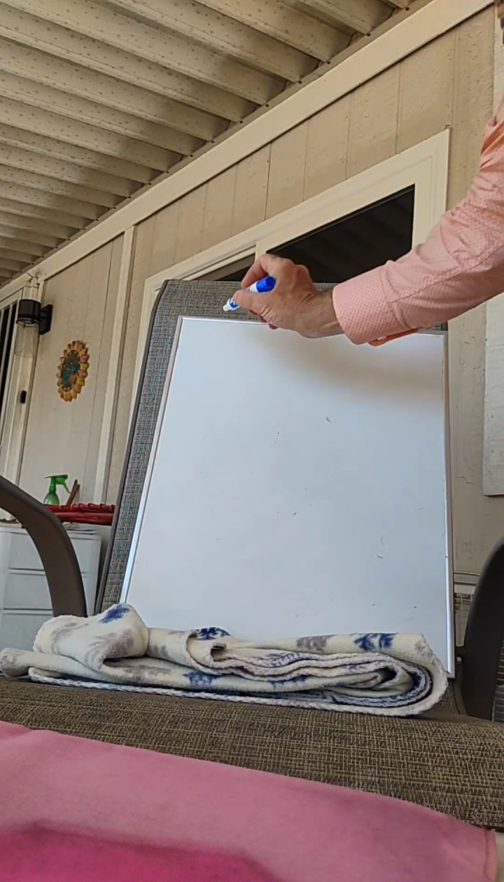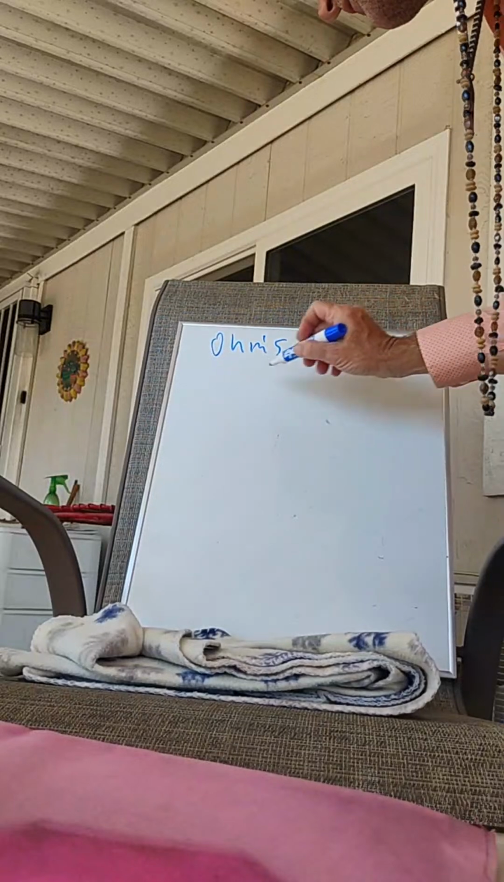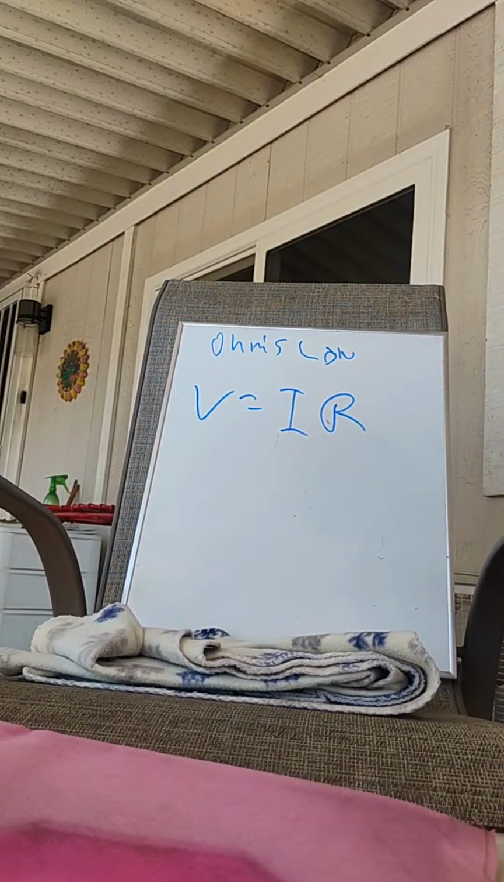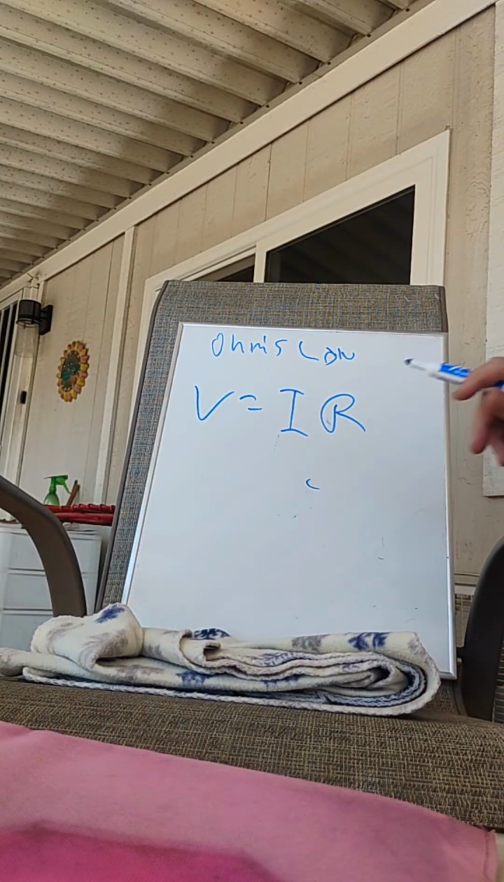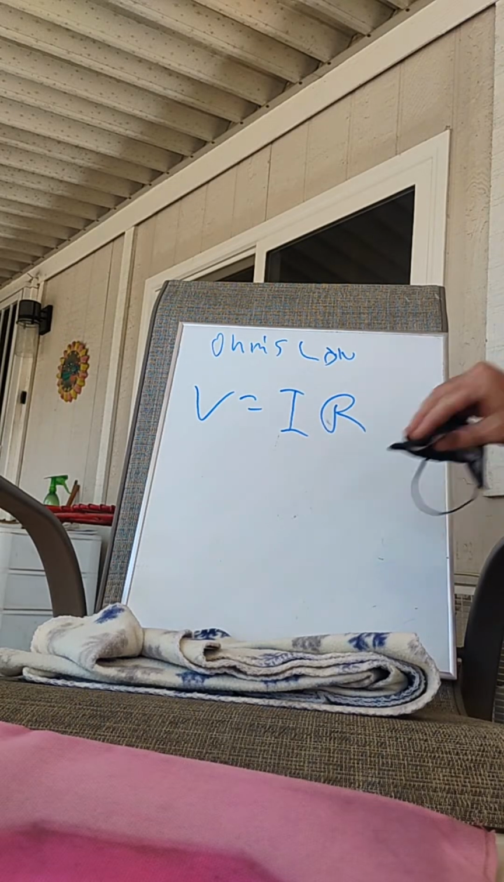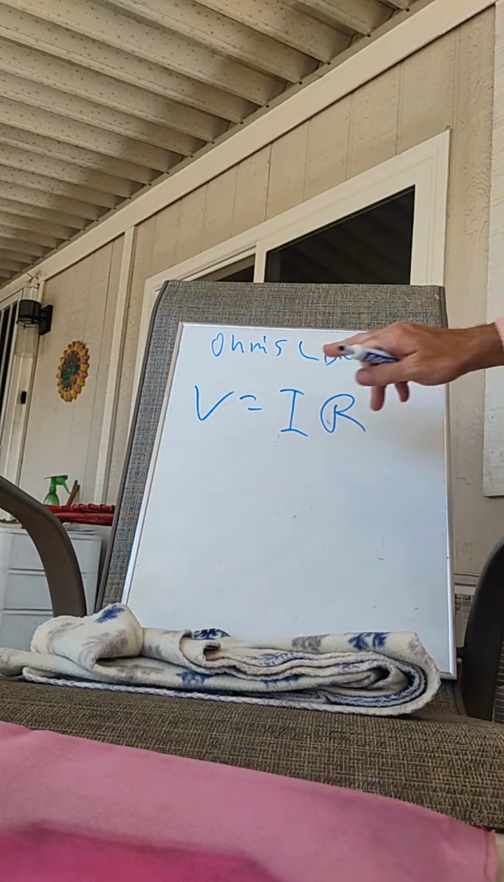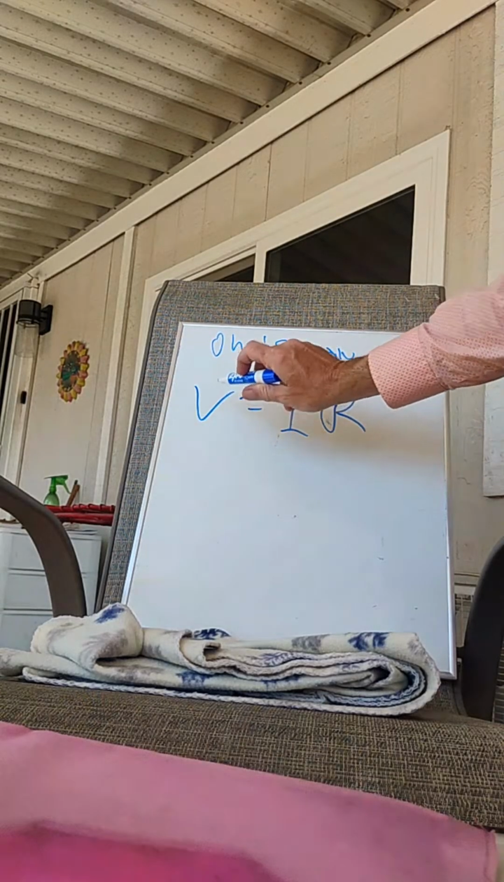Something called Ohm's law. It says V equals I times R. Now, I is current, which should be C, but C is used for the speed of light because it's a constant, and C is constant. The first letter in constant is C. So current can't be C. So we call current I. And then R is resistance, and V is voltage.